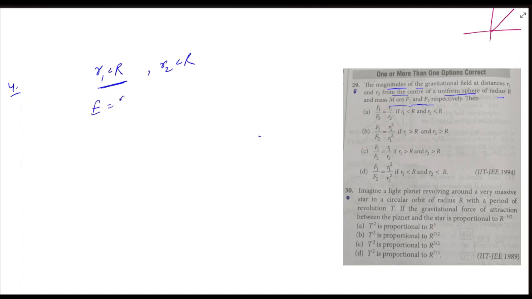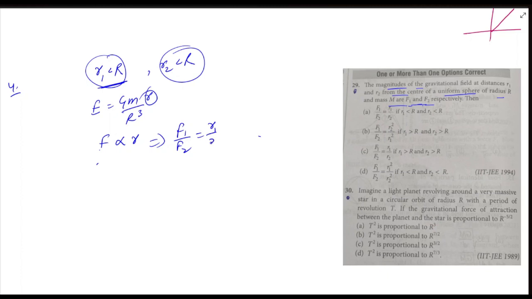So if r1 is less than R and r2 is less than R, we know the gravitational field was GMr by R cube, so it was proportional to r. So if both are less than R, then F1 will be proportional to r, right? So F1 by F2 will be equal to r1 by r2. So this will be the option, and this was for r less than R.